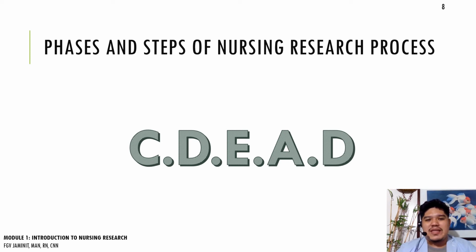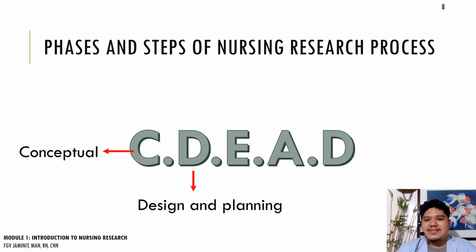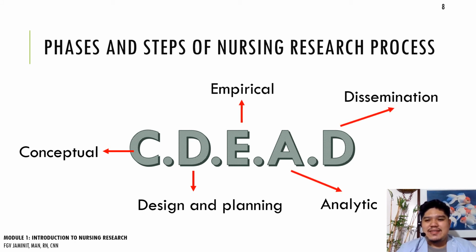Let us review again the phases of the nursing research process. Remember that there are 5 phases of the process. Just remember C-DEAD. It is first the conceptual phase, the design and planning phase, the empirical phase, the analytic phase, and lastly, the dissemination phase.